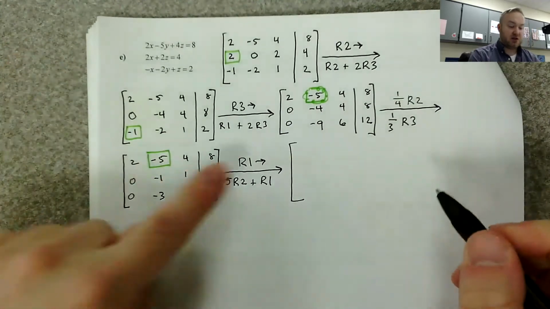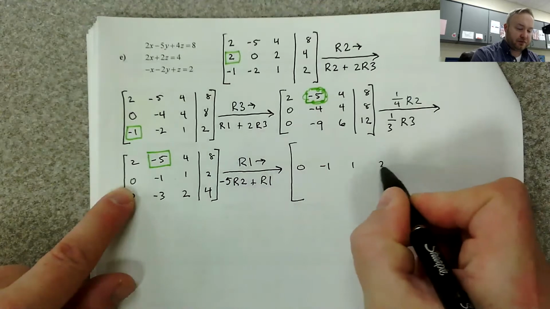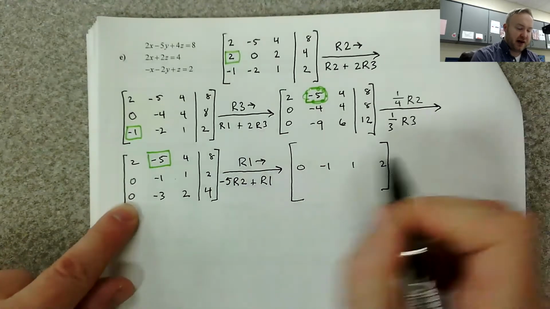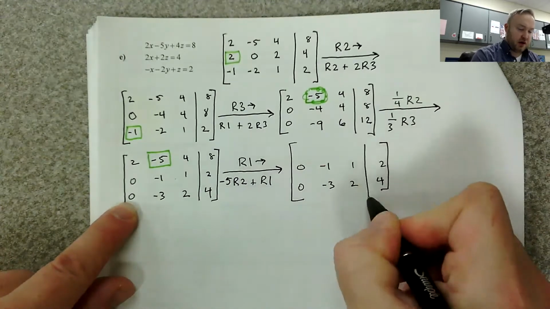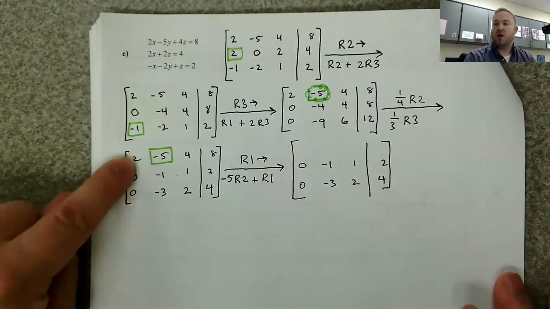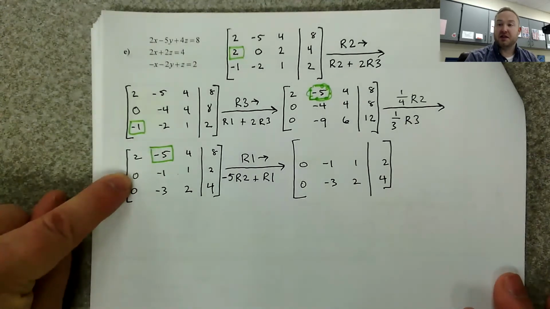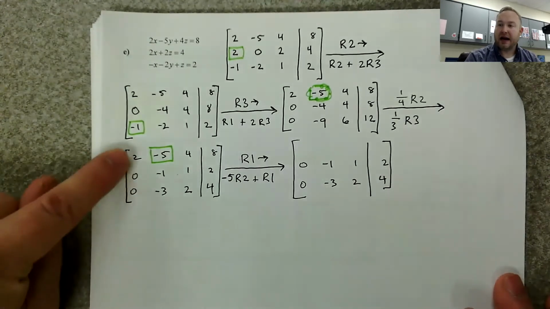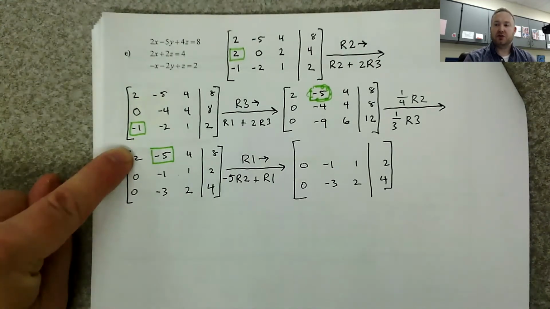Okay, let's see how that works. So I'm going to change row 1. So let's recopy the rows that are unaffected. It's the second row and the third row. Let's do our row operation. So we're going to take -5 times the number in row 2, and we're going to add that to the number in row 1. That's going to become our new first row.